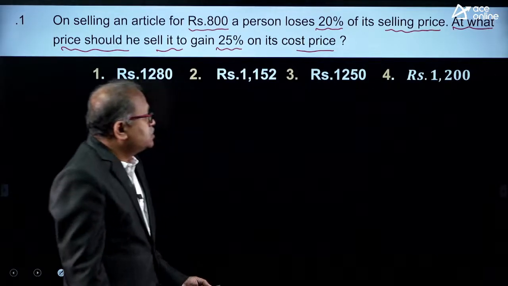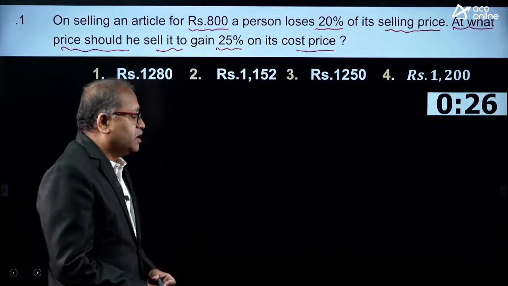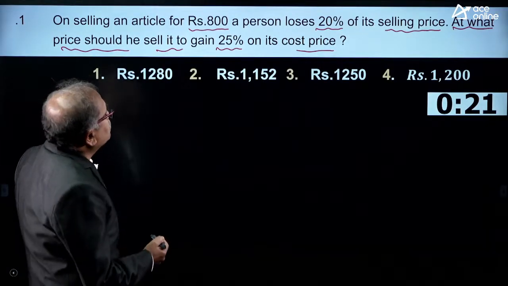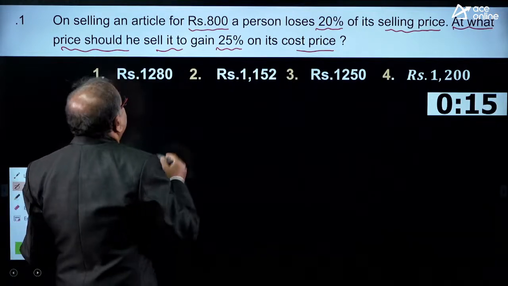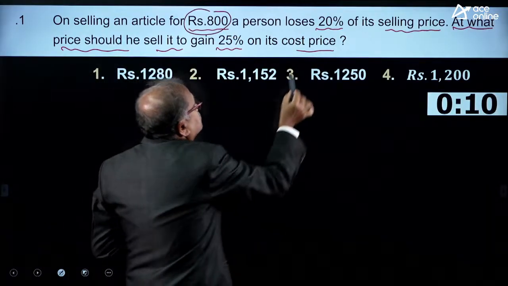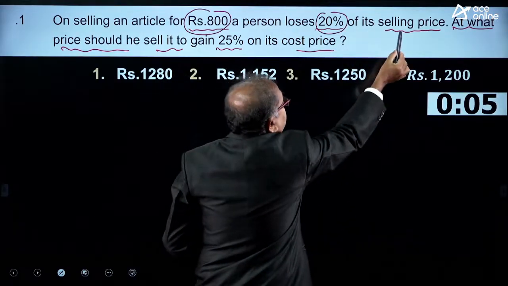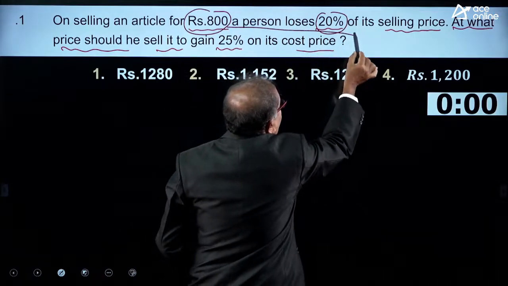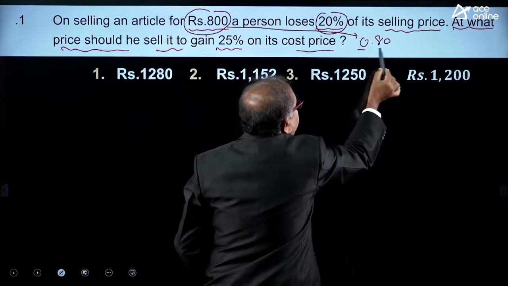Okay, friends. So here is your 30 seconds. I am sure some of you must have answered it. Let's see how to answer this question now. It's a very simple question. This is the selling price, and there is a loss of 20% on the selling price. So this means the selling price is 80% of the cost price.